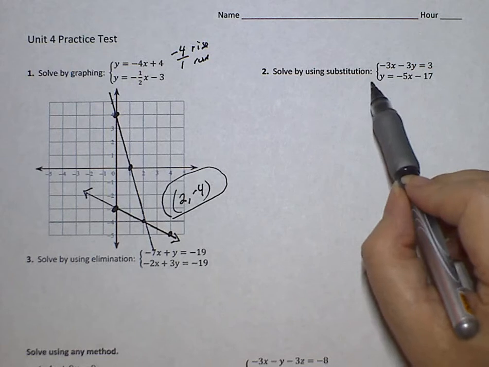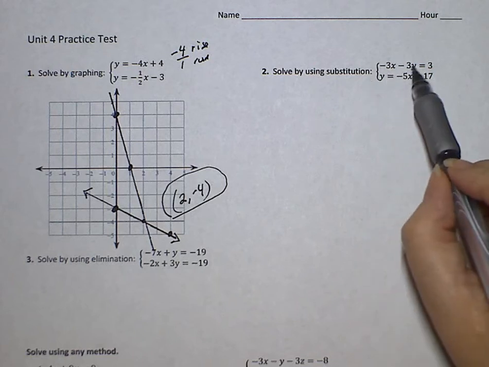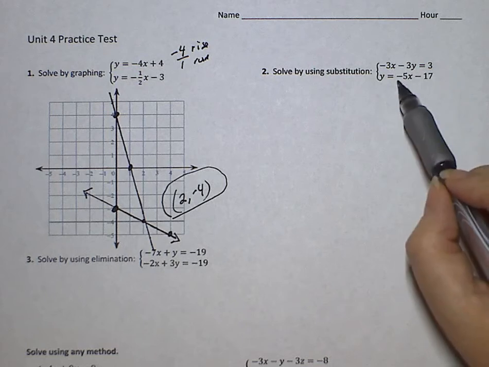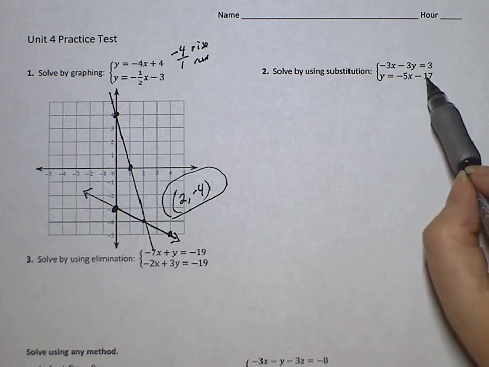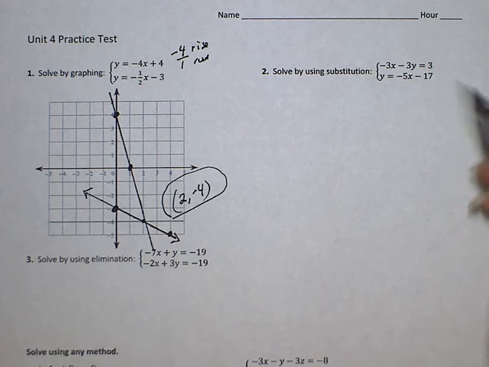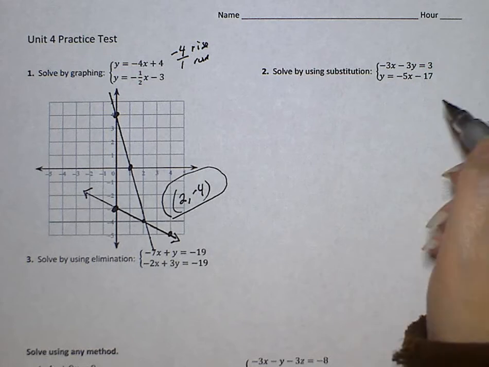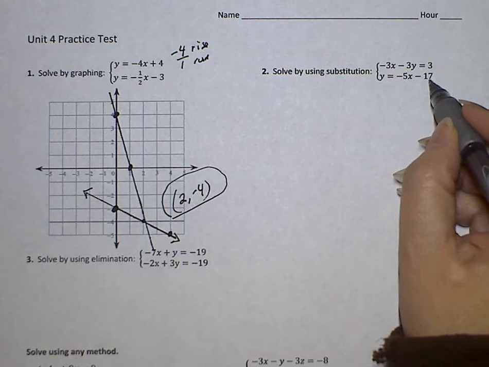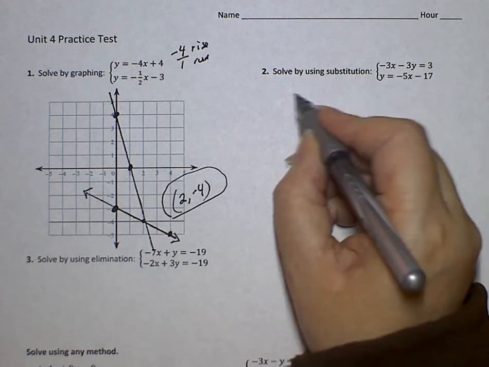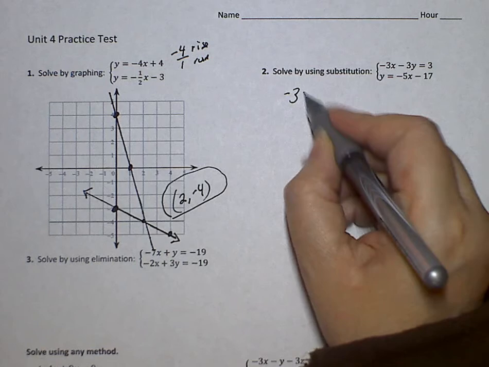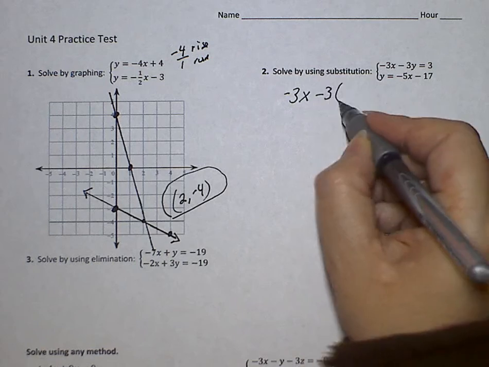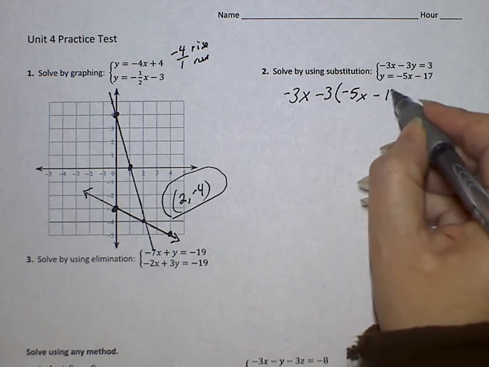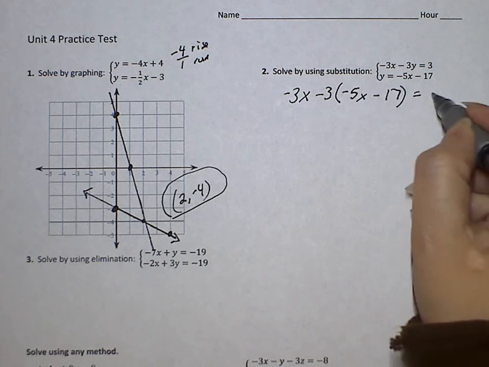So we have negative 3x plus negative 3y is equal to 3, y equals negative 5x minus 17. So what would I have to do? I'm going to put negative 5x minus 17 in for y. So I have negative 3x minus 3. Now instead of y, I'm going to have that. Negative 5x minus 17 is equal to 3.